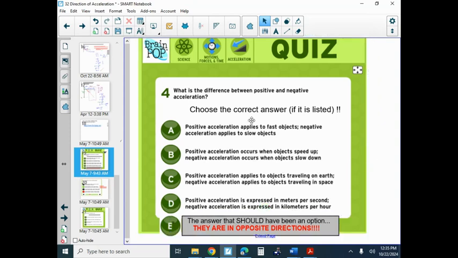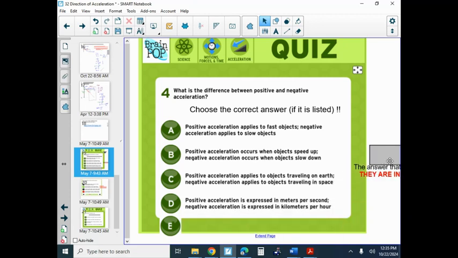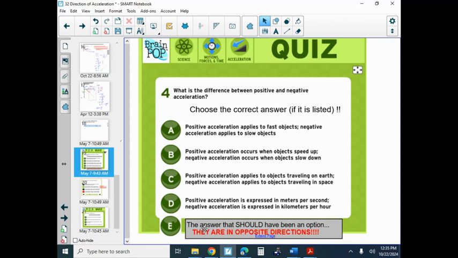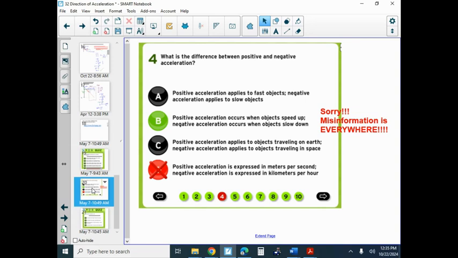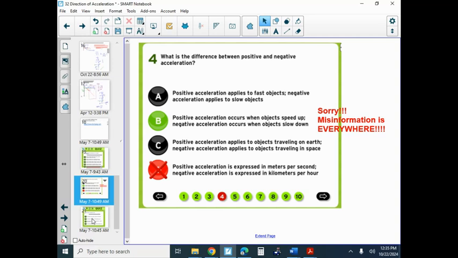Really, they should have just said they're in opposite directions. It's so easy to answer that, really. Oh, it's already there in red. Oops. The answer that should have been an option: they're in opposite directions. So it's just a common mistake that people make if they're just not quite on top of the physics concepts like they should be if they're making a resource to do with physics. So my apologies on behalf of the world. Misinformation is everywhere, unfortunately. So you've got to be careful what you commit to your knowledge. Think about it critically.